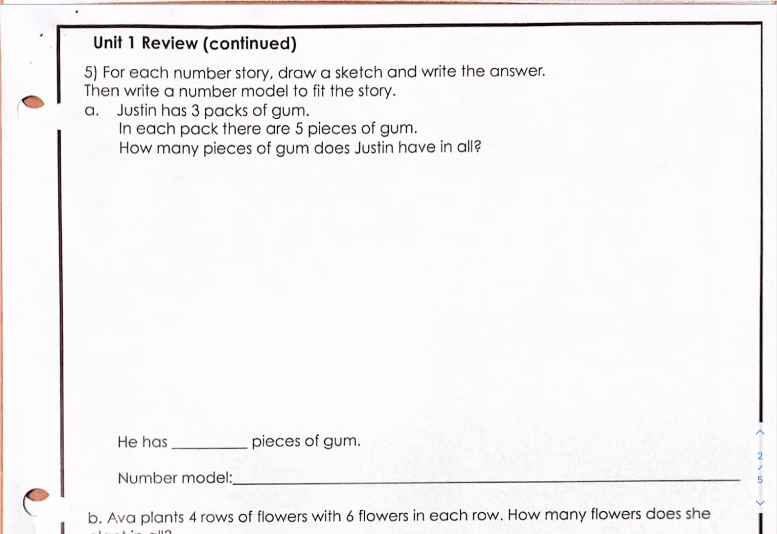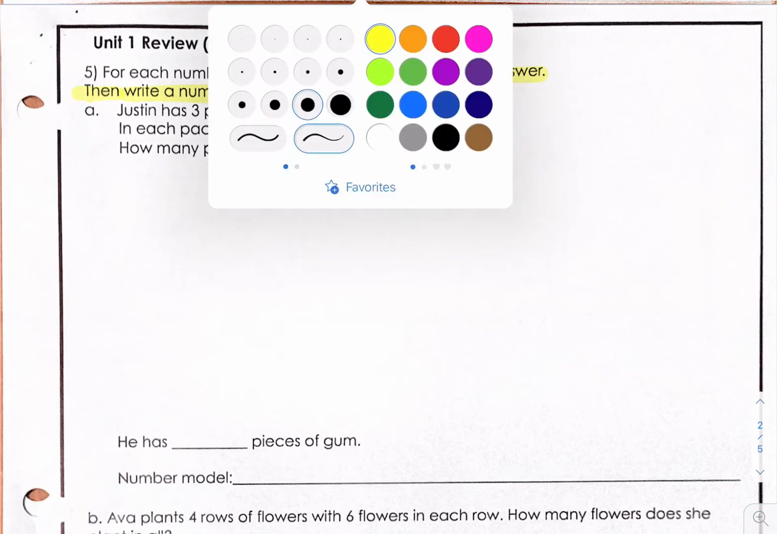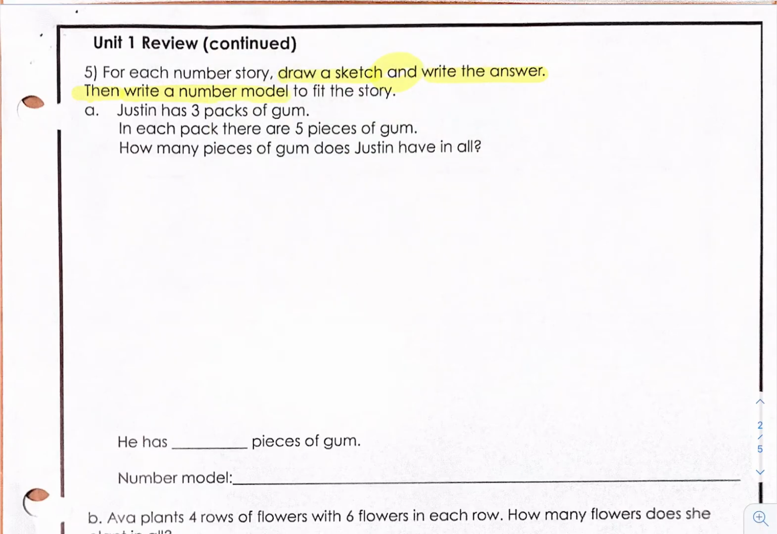For each number story, draw a sketch and write the answer. So you need to have a picture in the space as well. Then write a number model. So then I need to see an equation. Let's look at letter A. Justin has 3 packs of gum. In each pack, there are 5 pieces of gum. So how many pieces of gum does he have in all?